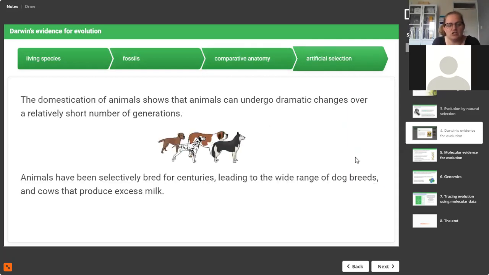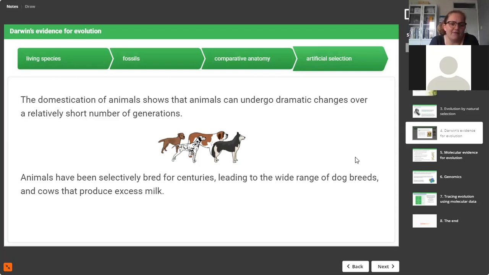And finally, artificial selection. Domestication has been a really strong indicator for evolution. Domestication of animals shows that animals can undergo dramatic changes over a relatively short number of generations. A big example of this is dogs. Different dog breeds all look hugely different, to the point that you wouldn't believe they're the same species, but they are all the same species. So a dachshund, a little chihuahua, they are the same species as, for example, a Great Dane, a St. Bernard, a husky. They're all hugely different, but they're still able to breed with each other.